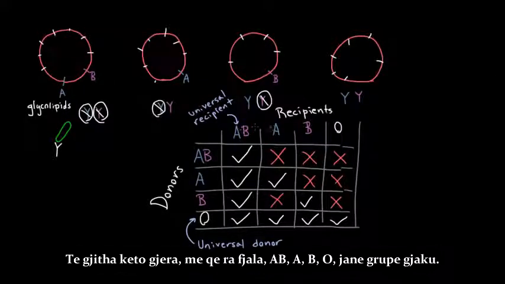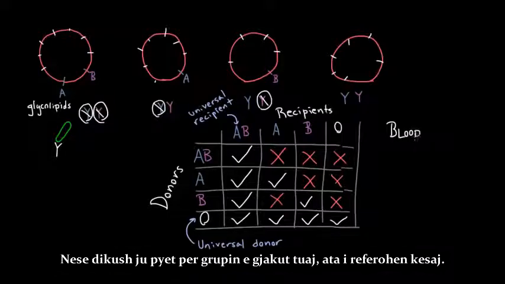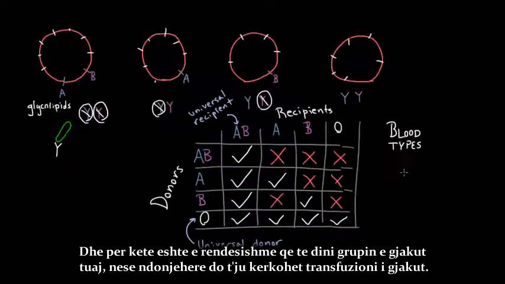And all these things, by the way, AB, A, B, O, these are blood types. So when someone asks you for your blood type, this is what they're referring to. And this is why it's really important to know your blood type if you're ever going to require a blood transfusion.